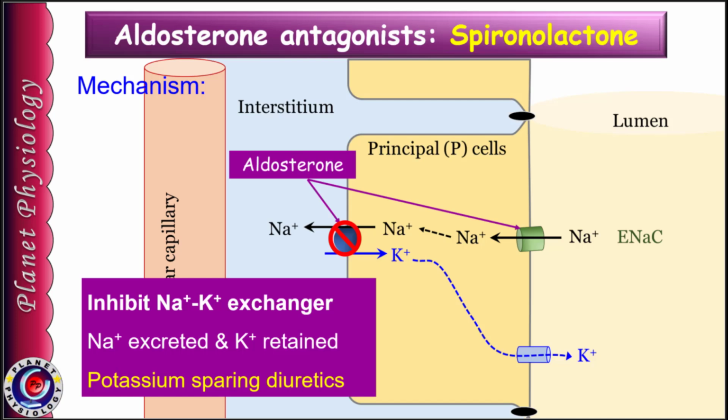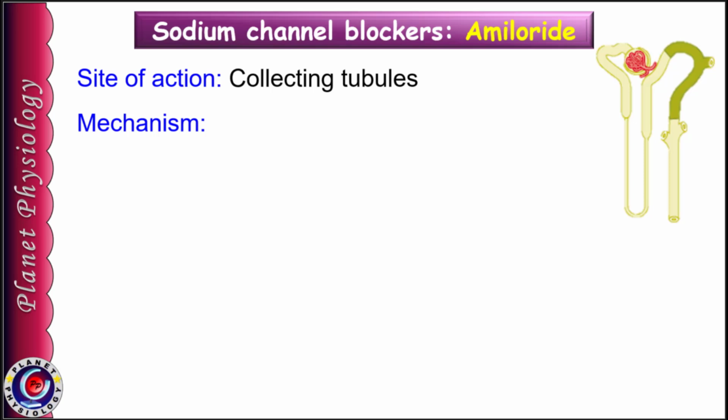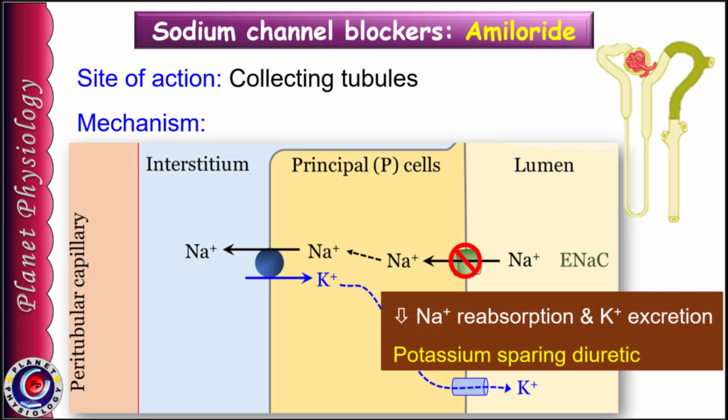And the last type of diuretics are sodium channel blockers like amiloride. They also act on principal cells of collecting tubules, but they cause inhibition of epithelial sodium channels, that is ENaCs. Hence, by reducing sodium reabsorption, they promote water loss in urine. Since these drugs also inhibit potassium excretion, they also fall in category of potassium-sparing diuretics.